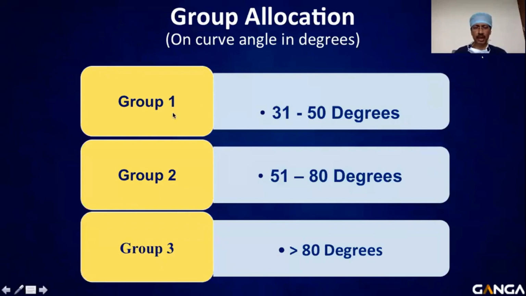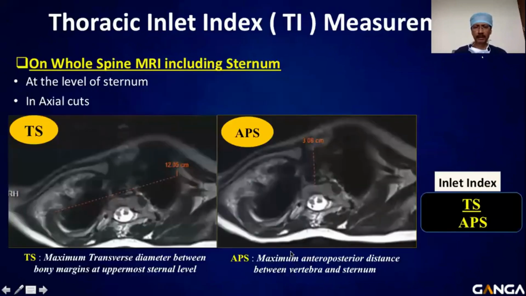We divided the patients into three groups. Group 1 had 31 to 50 degrees. Group 2 had 51 to 80 degrees. And Group 3 were cases which had a deformity of greater than 80 degrees. In all these patients, the thoracic inlet index was calculated.